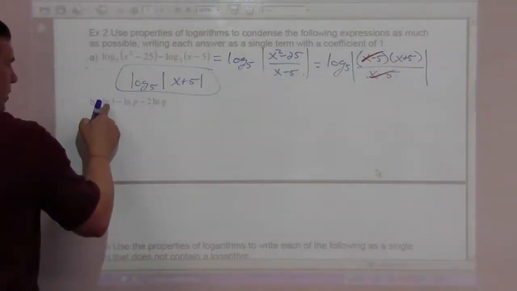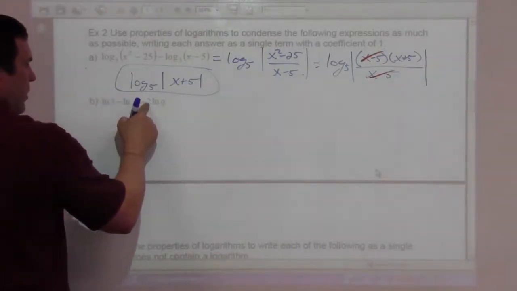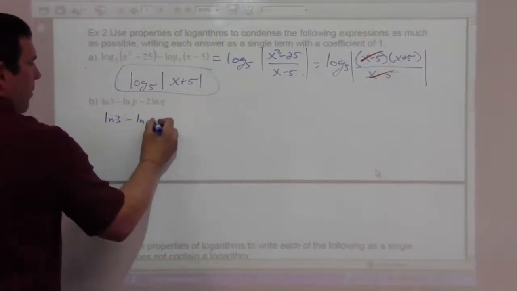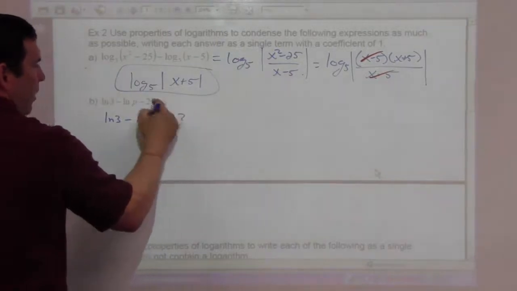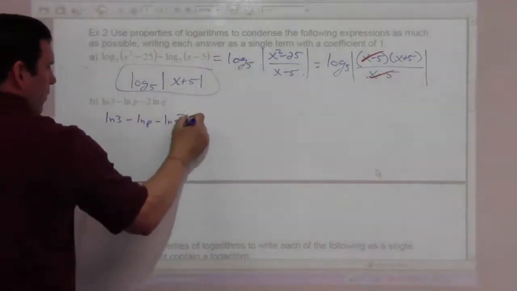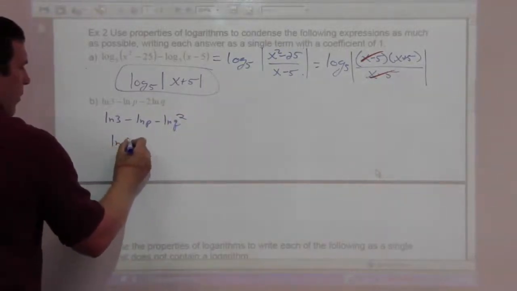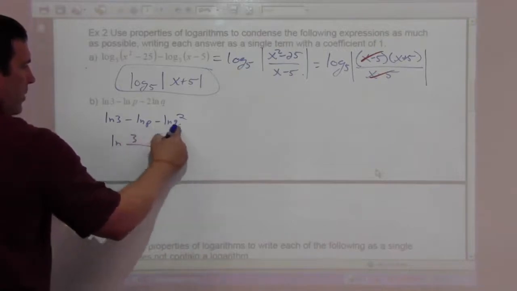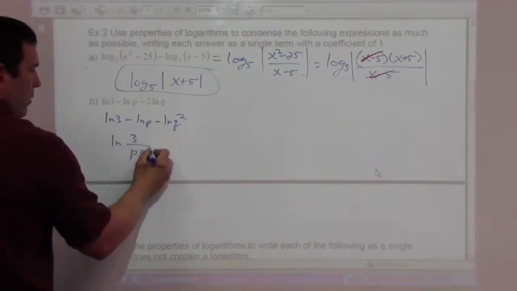Next one, we have natural log of 3 minus natural log of p minus 2 natural log of q. So that's natural log of 3 minus natural log of p minus natural log of q squared. The 2 becomes a power. So this is natural log of 3 over pq squared. Now look at this. The p is being subtracted and so is the q squared.